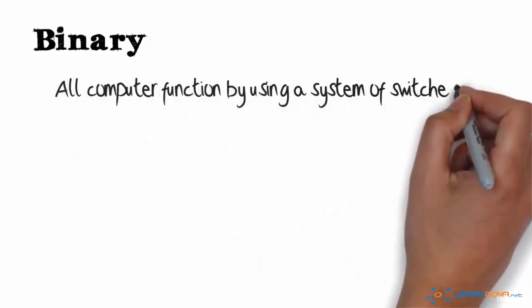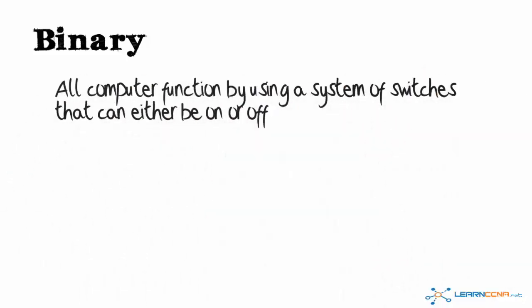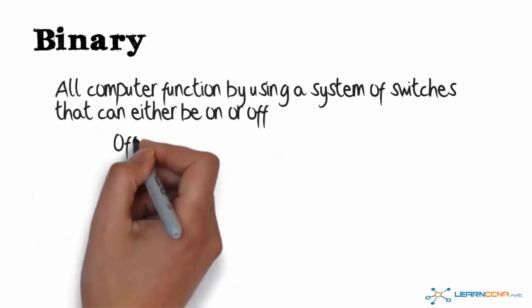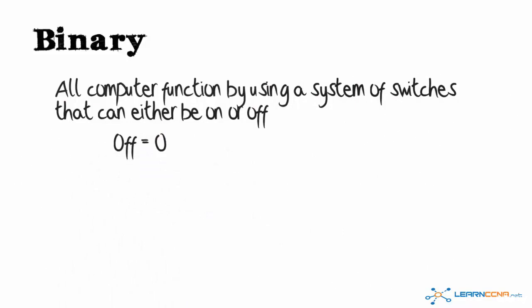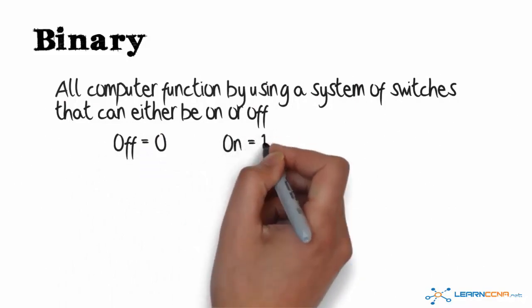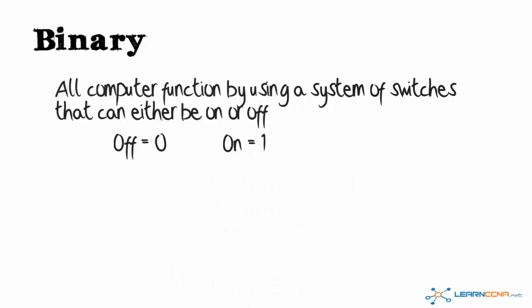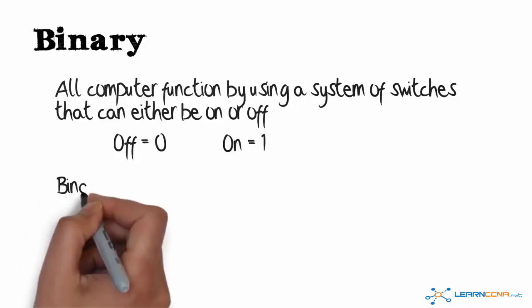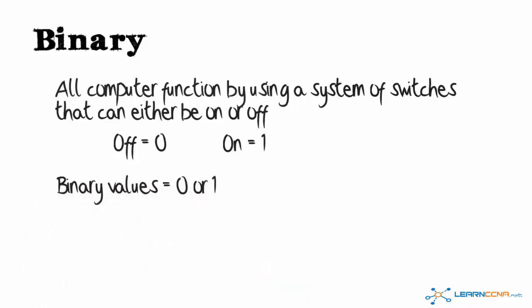All computers function by using a system of switches that can be either set on or set off. An off value is denoted as a 0 and an on value is denoted as a 1. So binary is actually a really simple language. All you have to understand is that you have two options or two values, and those values are either 0 or 1. Decimal, for instance, has values 0 to 9, but in binary it's always either 0 or 1. There are only those two values that you need to understand.